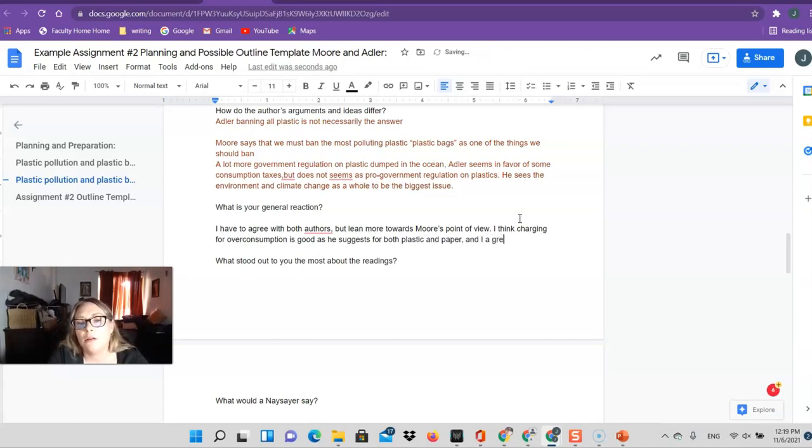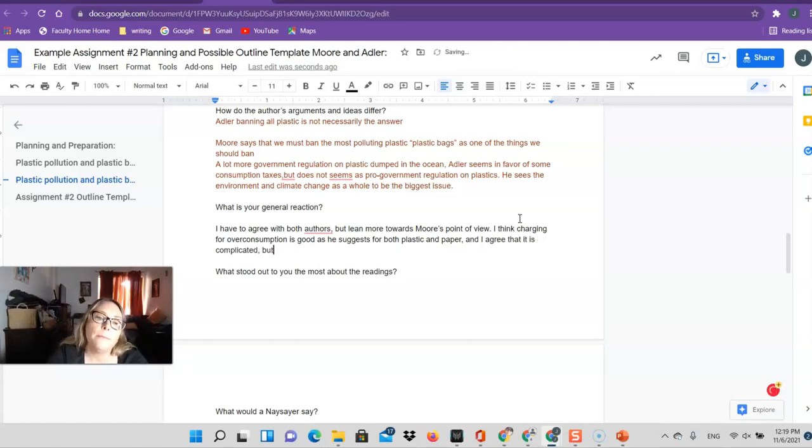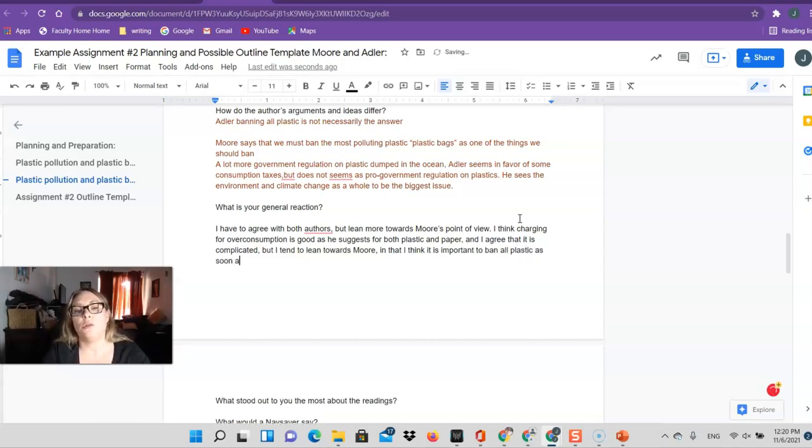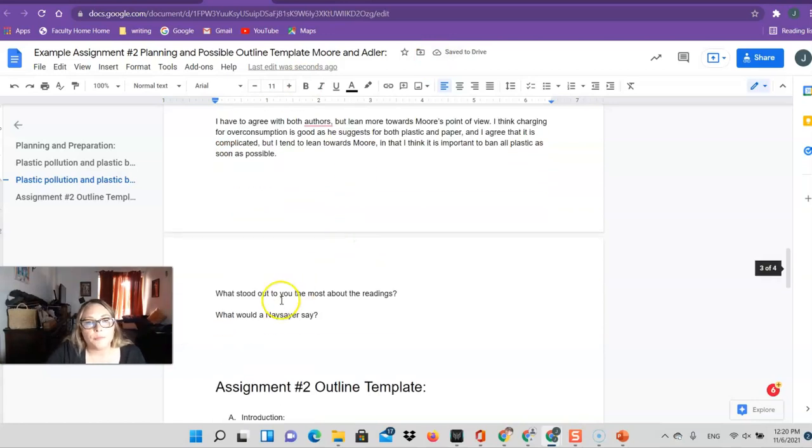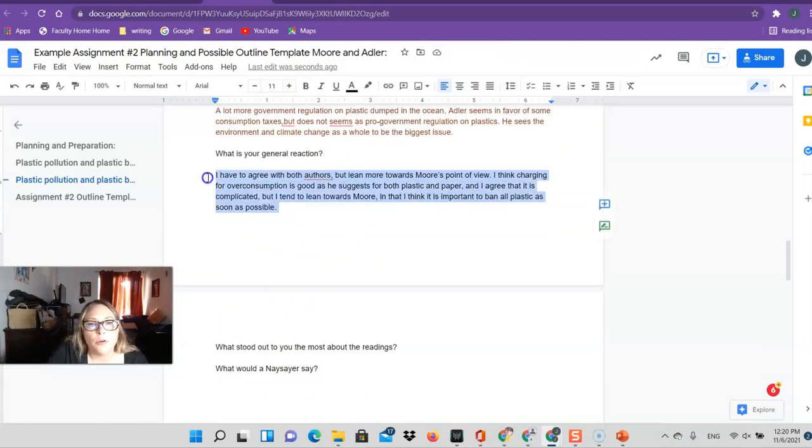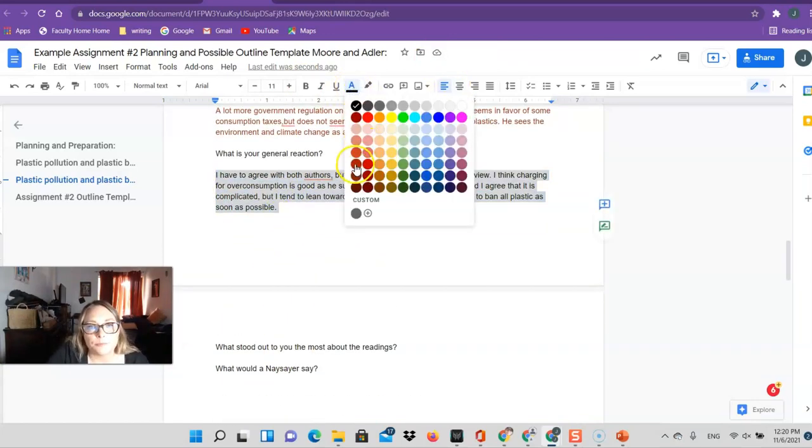And I agree that it is complicated, but I tend to lean towards Moore in that I think it is important to ban all plastic as soon as possible, right? Or all damaging plastic or whatever. And obviously there would be other things, right? I'll leave this here so you guys can see it.